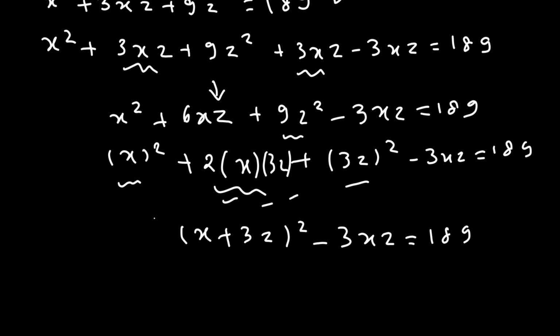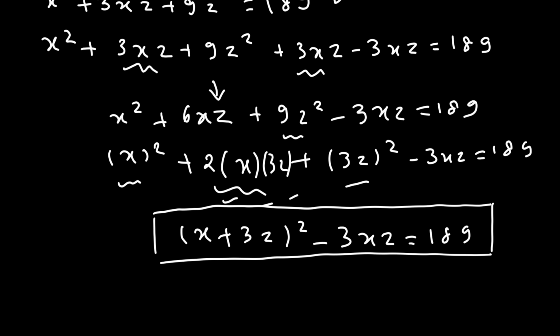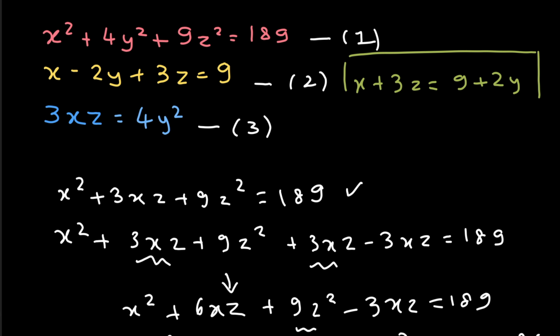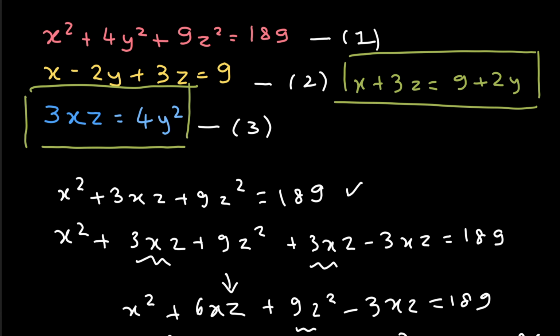So over here we have got a very important equation, and by taking the help of the second equation we can even solve this particular one. So here we have the second equation, and it says x minus 2y plus 3z equals 9. We can simply add 2y on both sides. So the left hand side will turn out to be x plus 3z, and this would be equal to 9 plus 2y. Keep this equation as it is, and from the third equation we already have that 3xz equals 4y squared.